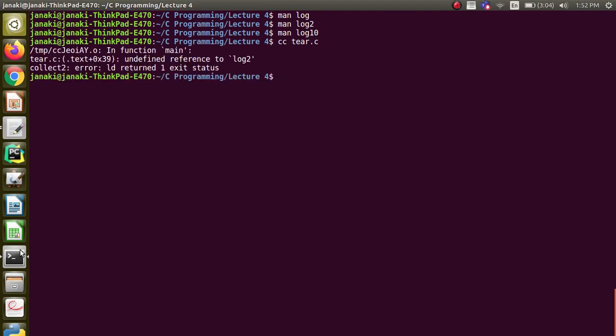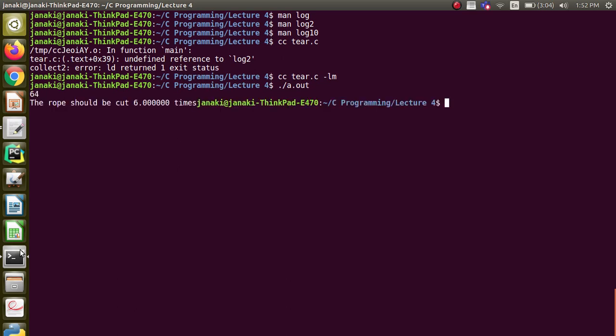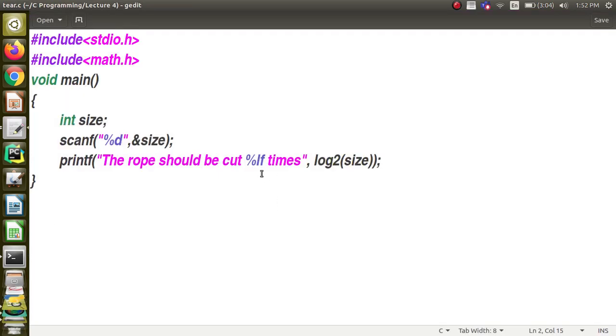So let me say I have to use -lm here. Okay, now I am executing. If I give 64, I will get the answer as row should be cut 6 times. It should be cut 6 times to get the smallest piece. But the point is, I need not have it as 6.000 or something, which is going to look very messy. It should be an integer value.